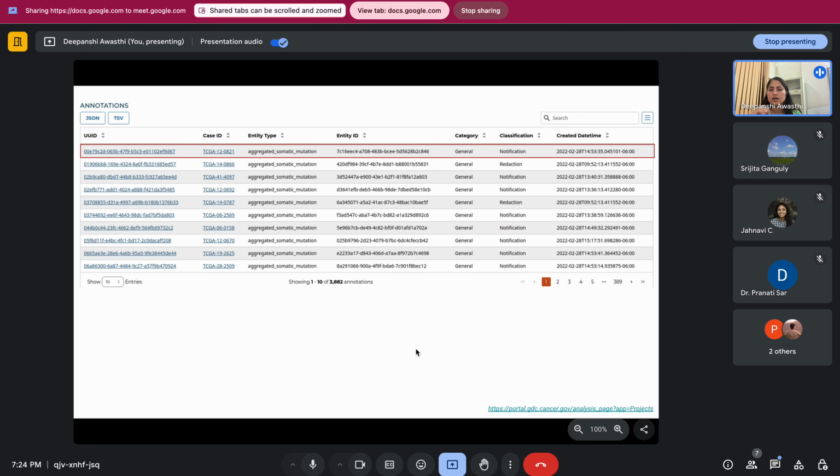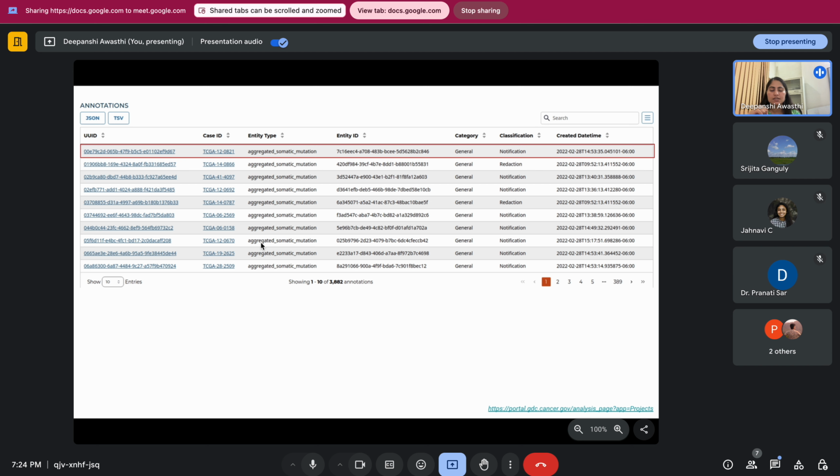If you scroll down, you will see the annotations, where they also annotate the data. In this case, they are giving you information on the associated somatic mutations. There are multiple cases, and you can go through any one of them. There are 3882 annotations present. This is a huge amount of data. So instead of going through all the annotations, I have selected the first case.